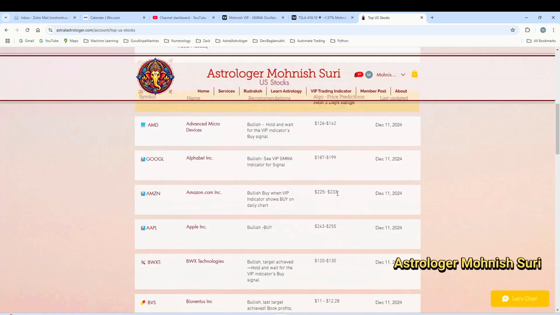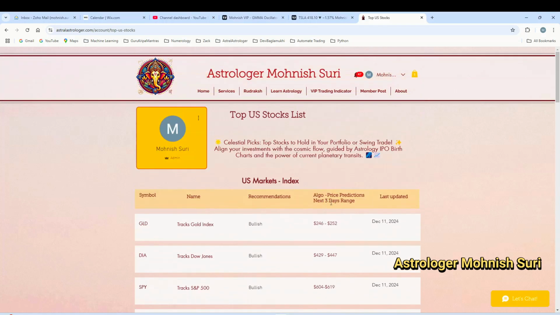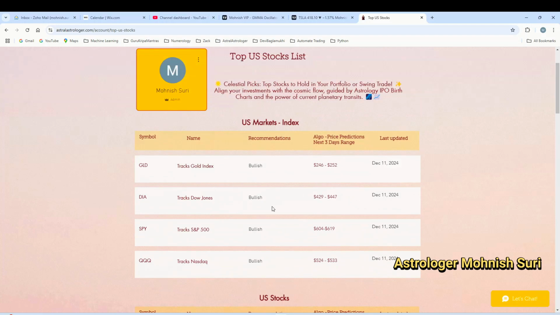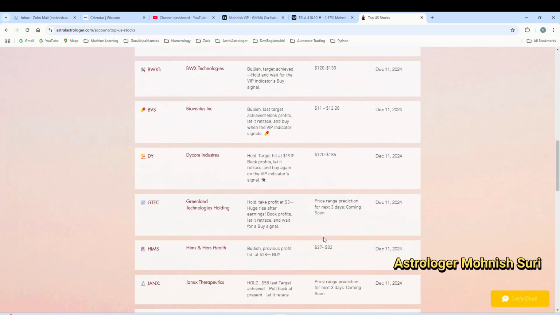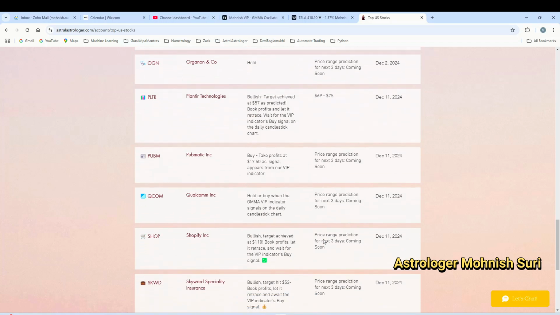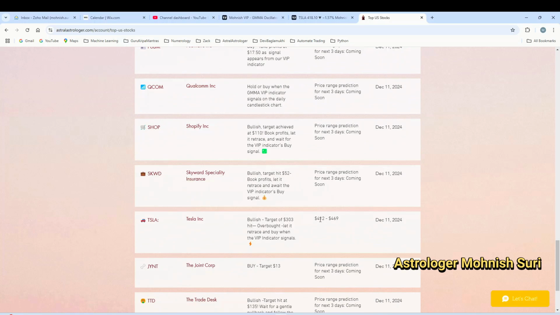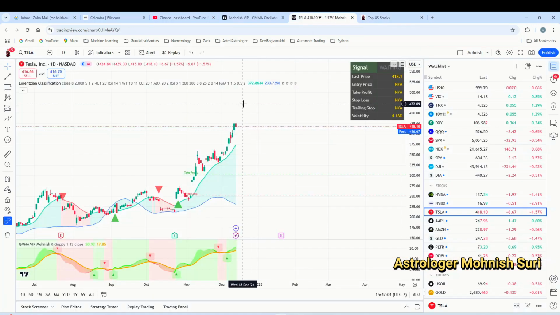This is our algorithm-based prediction for 3 to 4 days. We are predicting gold, Dow Jones, S&P, NASDAQ, and the Tesla stock is right here. And we update this twice a week to give you the range, 412 till 469. Tesla is trading at 418 today. So it is within the range. So our algorithm is very accurate. Now we anticipate it going up to 475.